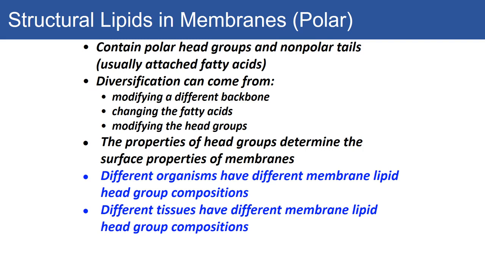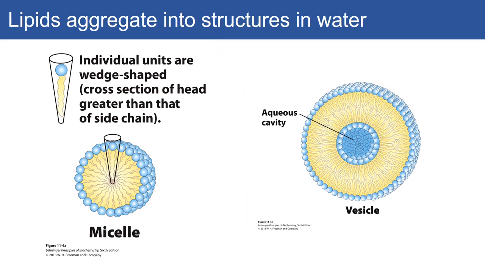Structural lipids and membranes. We've talked about this in the previous lectures, but I want to just reiterate a couple points. The structural lipids make up membranes, and there's usually a polar head group with a non-polar tail. Usually that's a fatty acid. Diversification can come when we modify the different backbone of the fatty acid. We could change the fatty acid themselves, or we can modify the head groups. Again, different organisms have different membrane lipid head group compositions, and different tissues have different membrane lipid head group compositions, which is a topic we'll discuss today in some detail.